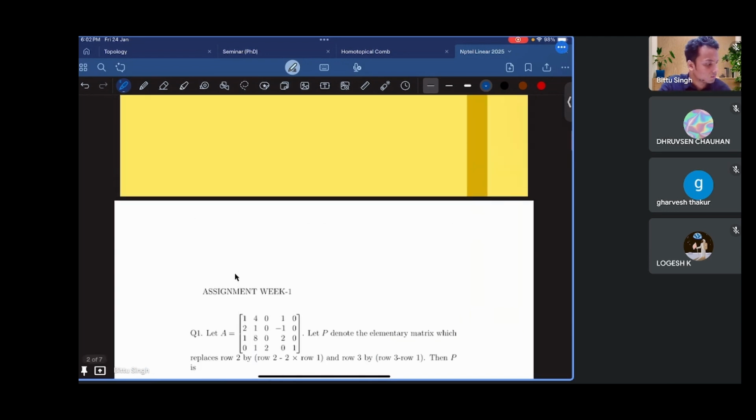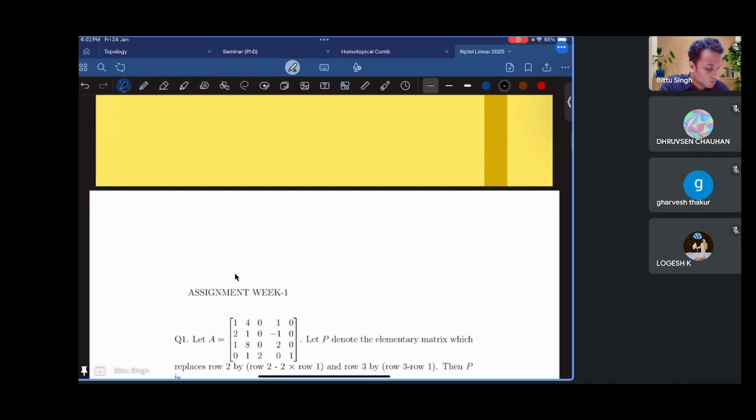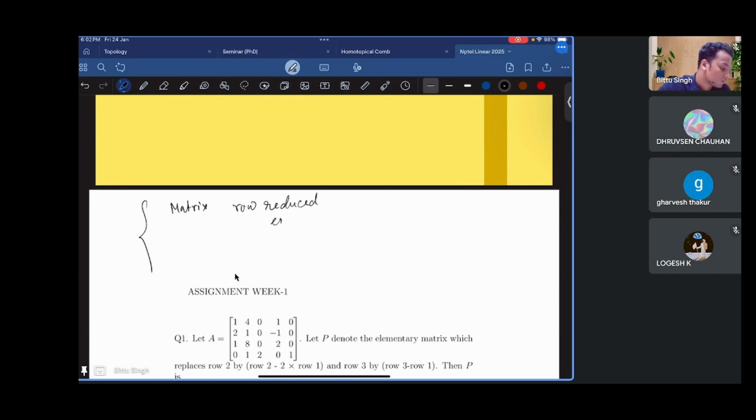So first, this is our first class. Here we solve some problems on the following topics: matrix calculation, row reduction or row echelon form and row reduced echelon form, solving linear equations, and we'll learn about vector spaces. So these are our goals.